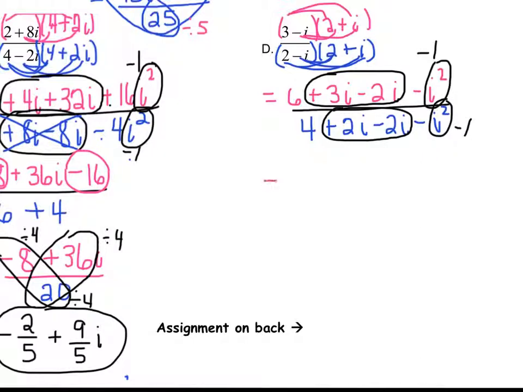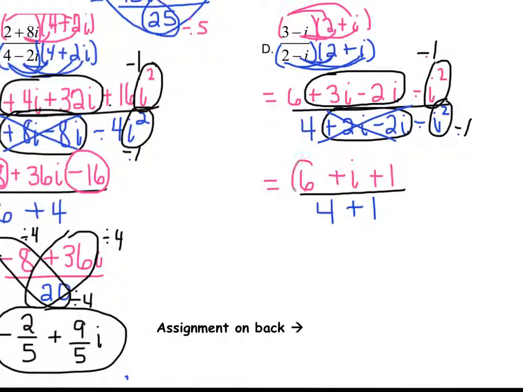So let's simplify. We'll have 6. 3I minus 2I is just 1I. So I'll put plus I. And negative 1 will be positive 1. On the bottom, we have 4. Positive 2I minus 2I is going to cancel out. Will they always cancel out on bottom? Yes. If you don't get them to cancel out, you're doing something wrong. Last, we have negative 1, which is plus 1.